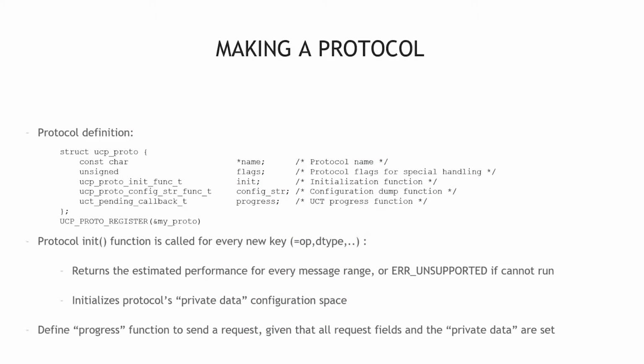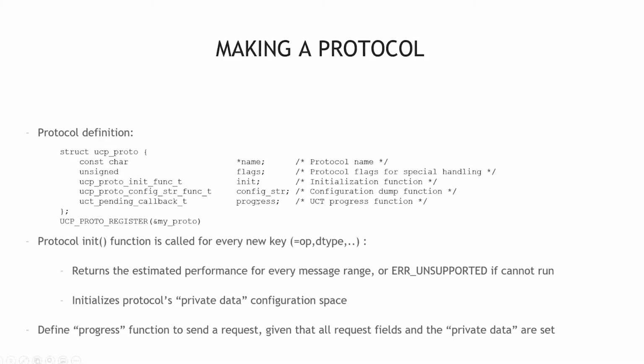So the next slides are going into detail of different aspects of the data flow. When we do a protocol, we write this kind of definition: the protocol name, several flags, and the most important functions. The initialization function is responsible for returning the performance for every message range, and returning the unsupported error if it cannot run. For example, we cannot use a put protocol for tag messages, and some debugging functions.